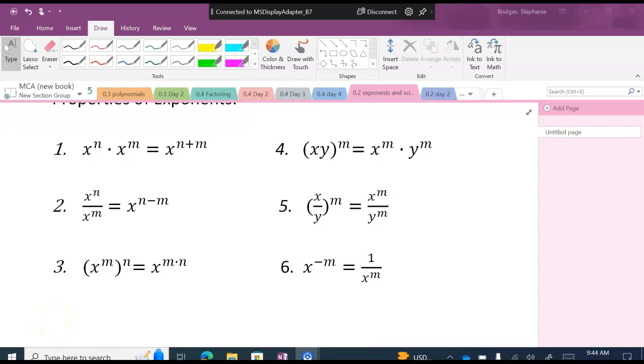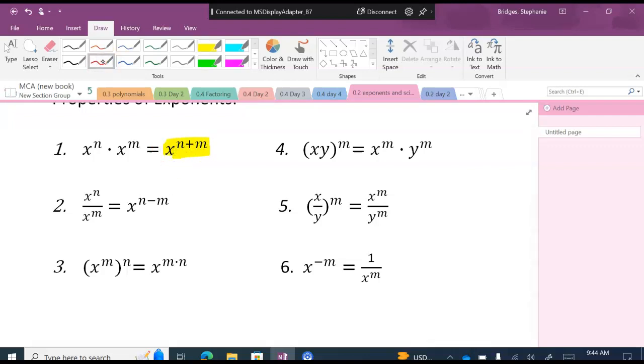All right, so we are talking about exponential rules and things that you do when you're simplifying expressions that involve exponents. And the very first one is the same base x. I've got x raised to some n power and x raised to some m power. The rule says as long as those bases are the same, we keep that base x, and then we add the exponents. And so that's how I get x raised to the n plus m.